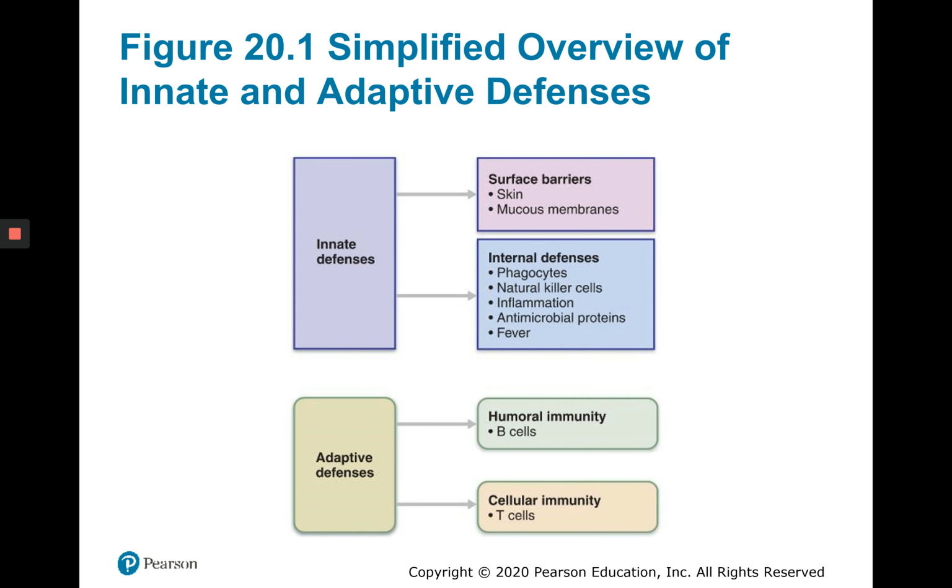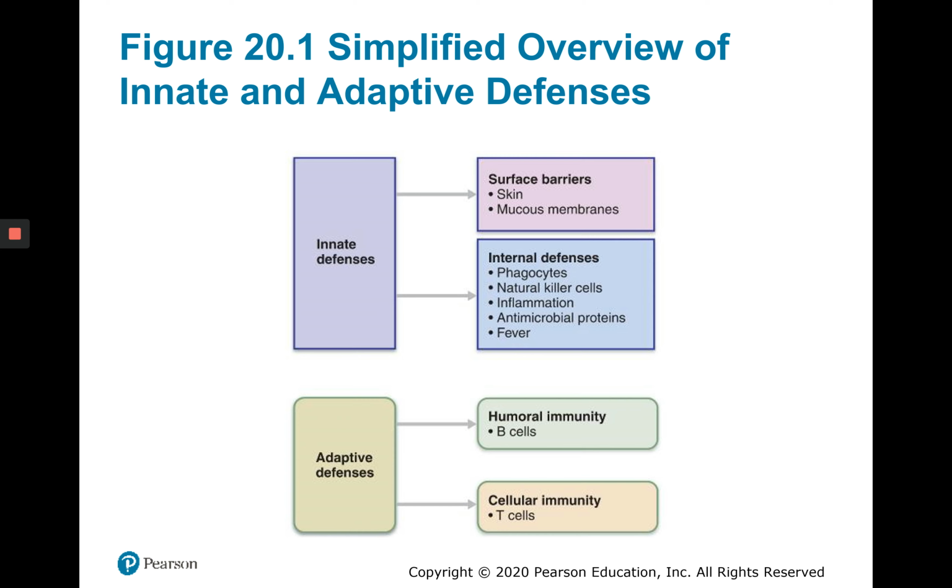I definitely recommend Figure 20.1. Even though it is simplified, it's just an overview of the innate and adaptive defenses. It's definitely a good starting point. We see that the innate defenses are listed as including the first line of defense, the surface barriers, which are skin and mucous membranes, as well as the second line of defense, the internal defenses, the ones in our deeper tissues, which include cells such as neutrophils and macrophages, which are phagocytes, the non-phagocytic natural killer cells, inflammation, which is a hallmark of the second line of defense, as well as chemicals such as antimicrobial proteins like defensin and mucin, and fever is also going to be something we associate with the second line of defense.